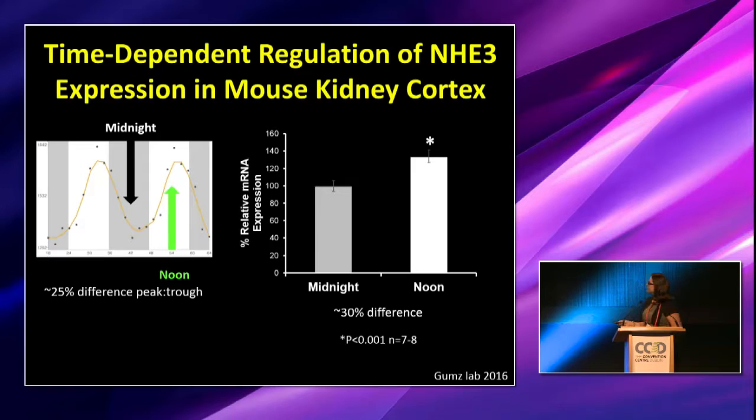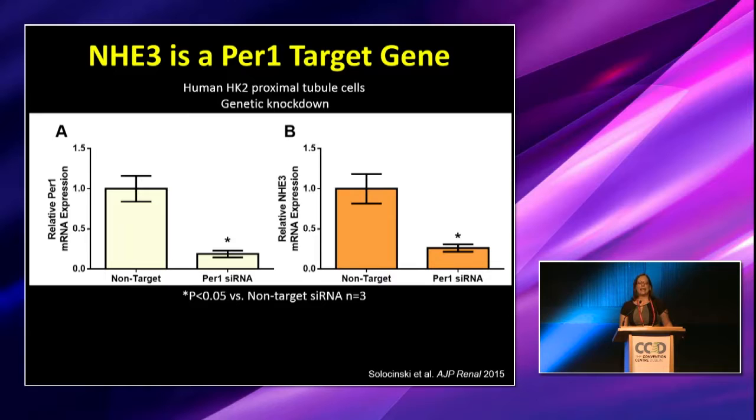Earlier than this, we had taken a candidate gene approach, and we asked the question of whether or not NHE3 was regulated by the core clock protein PER1. And that is a focus of my laboratory, and I'll tell you later why that is. But we used a model of the human proximal tubule here, these human HK2 proximal tubule cells. And we knocked PER1 down using siRNA, and you can see here that it was very effective, about an 80% knockdown. And this corresponded to about a 75% decrease in NHE3 mRNA.